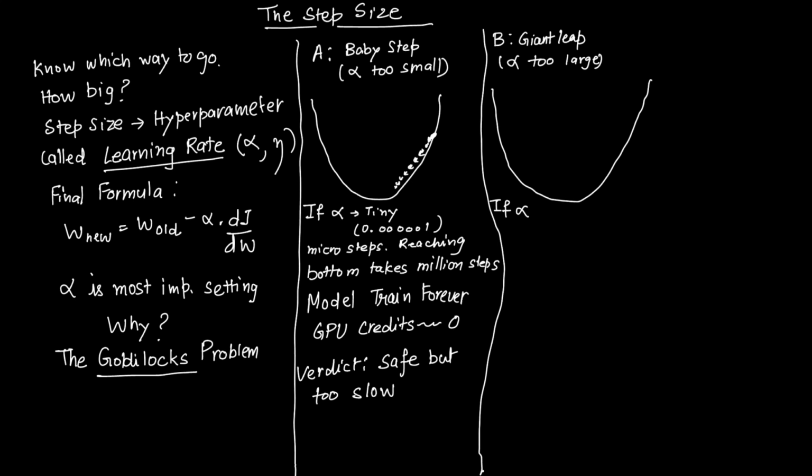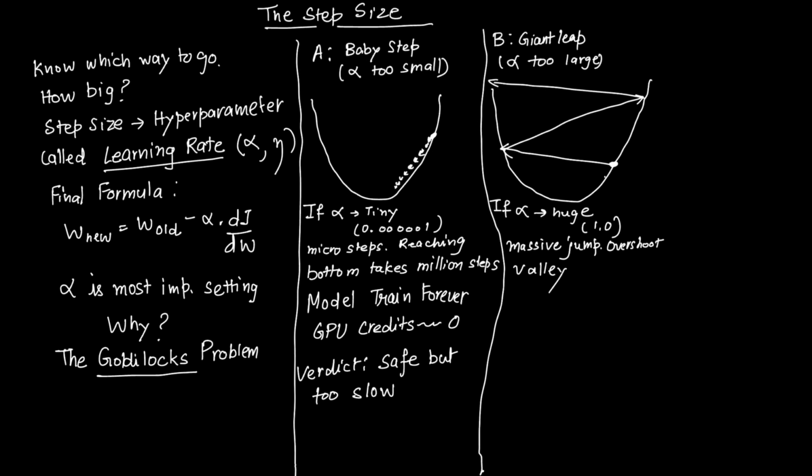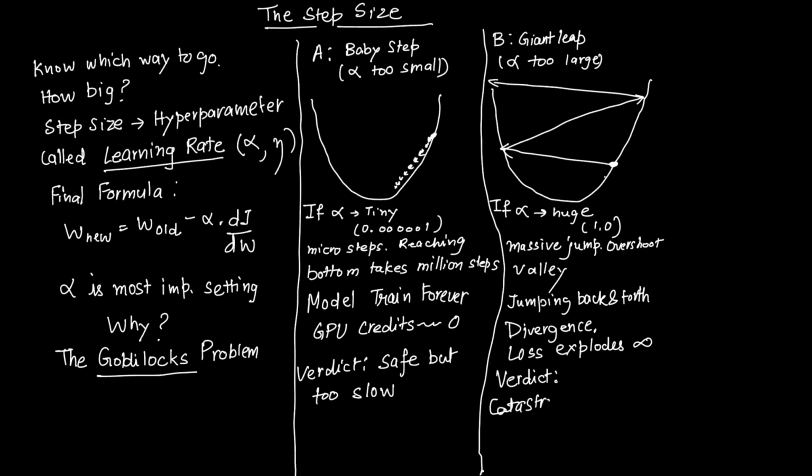If alpha is huge, like 1, you take a massive jump. You see the valley, you sprint, and you overshoot it completely. The slope here is even steeper, so your next step is even bigger. You jump back to the right, but even higher up. This is called divergence. Instead of converging to 0, your loss explodes to infinity or NaN.